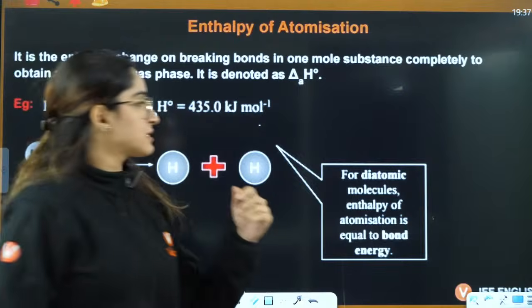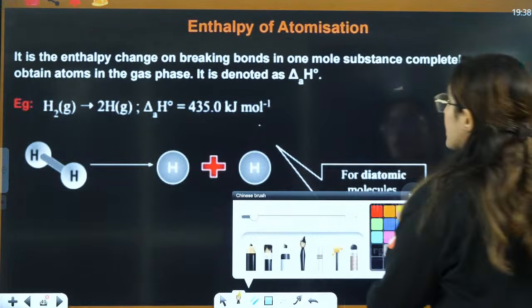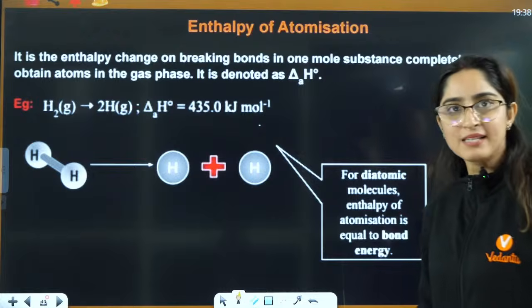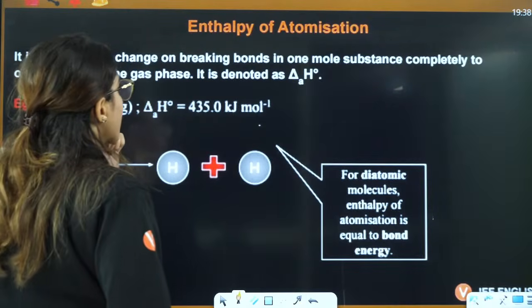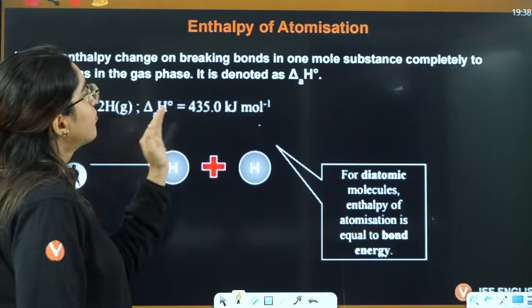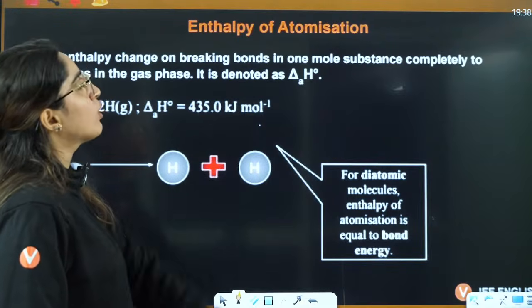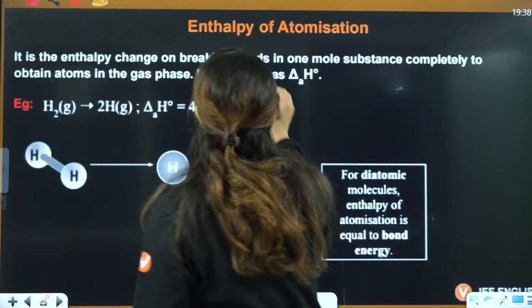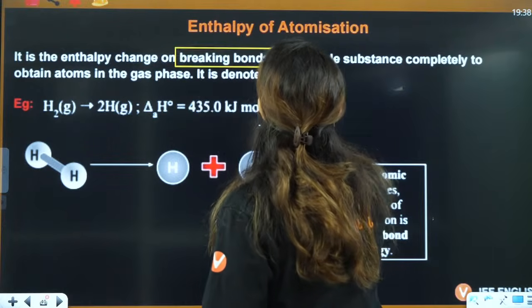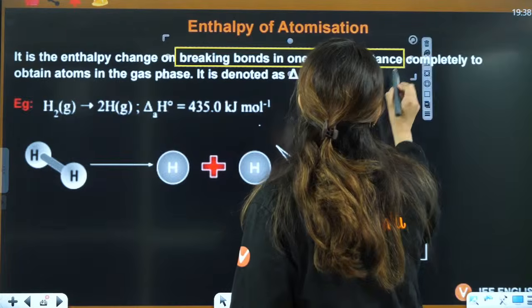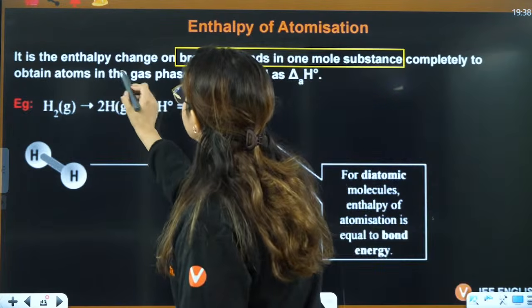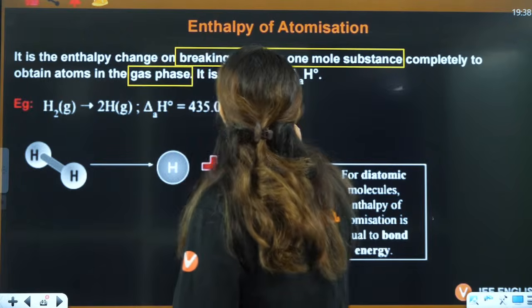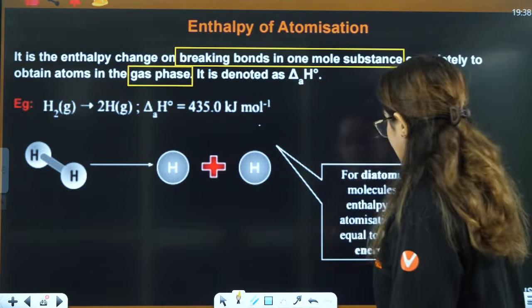Okay, so guys, let's see. Next is enthalpy of atomization. That is the enthalpy change on breaking bonds in 1 mole of substance. That means breaking bonds in 1 mole of substance completely to obtain atoms in the gaseous phase. The atoms will be in the gaseous phase. It is denoted by delta H A, right?